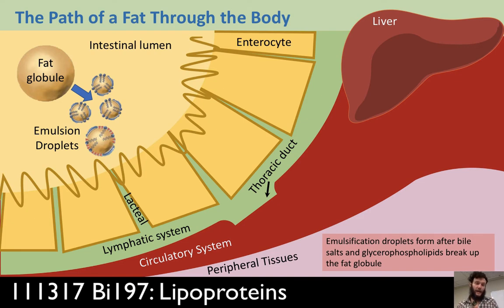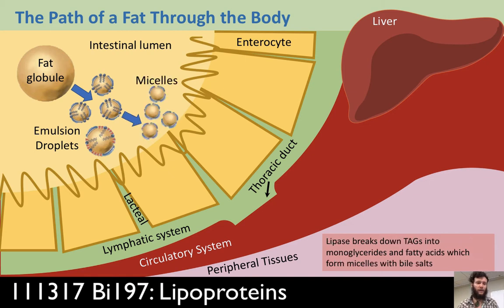So the bile salt and the glycerophospholipids and monoglycerides, etc., form these emulsion droplets in the intestinal lumen.